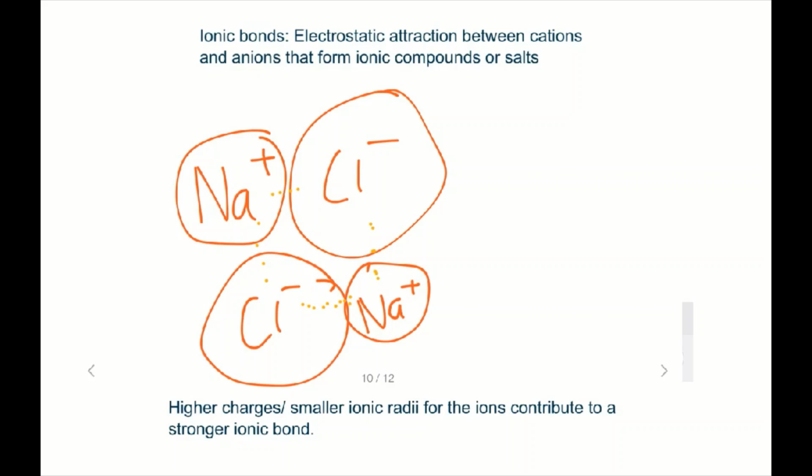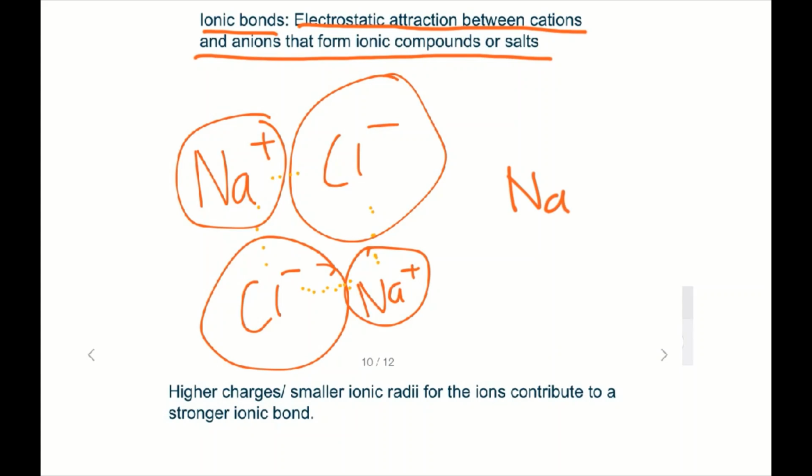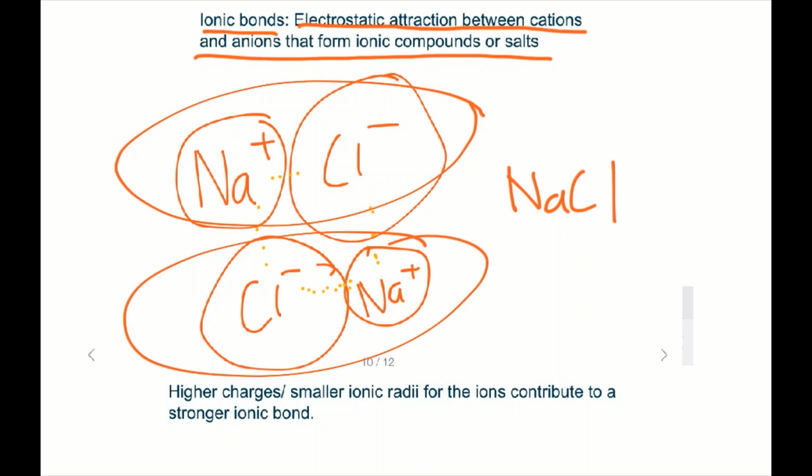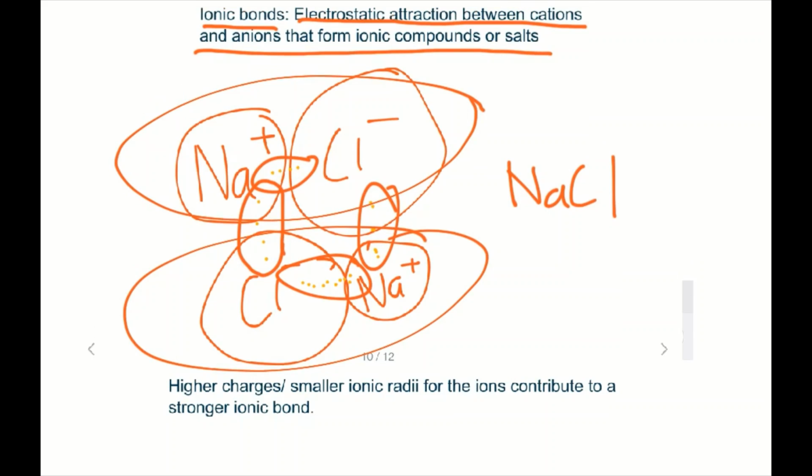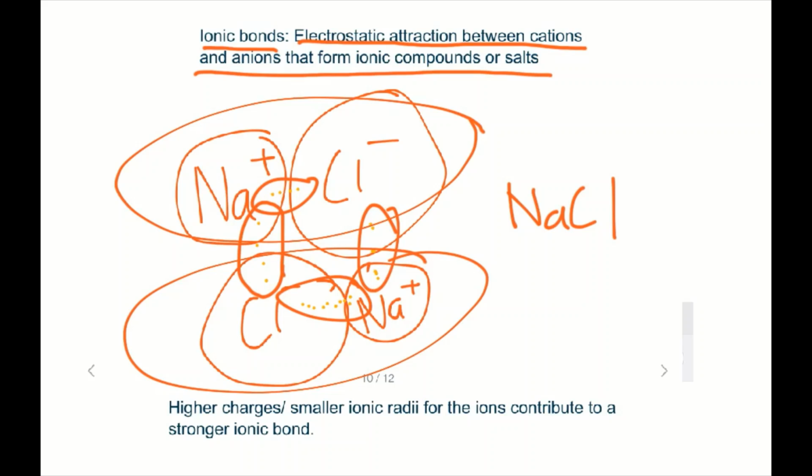So let's talk about our strongest intramolecular force generally. They are called ionic bonds, and these are electrostatic attractions between cations and anions that form ionic compounds or salts. So in this example, we have sodium chloride, and we have two formula units of sodium chloride, and notice how the positively charged cation is attracted to the negatively charged anion, and this occurs 4 times, and that's what makes ionic bonds very strong, not only because it's a short bond, but also because it is fully charged.